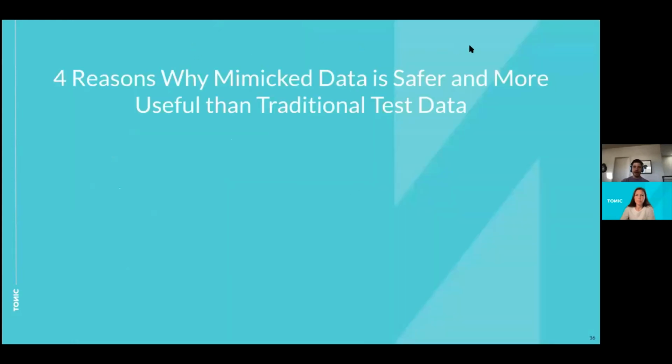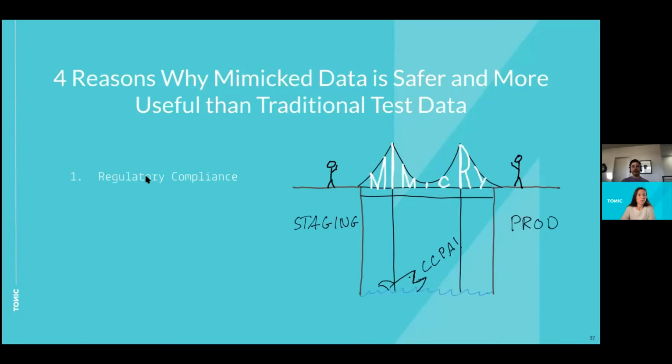We're getting close to the end here. Just wanted to talk about why mimic data is safer and more useful than traditional test data. The first one here is regulatory compliance. With mimicry, you can bring prod-like data over to staging and satisfy CCPA, satisfy GDPR. Likewise, data security gets much improved. If you use mimicked data, then you are reducing your exposure because less prod data is being exposed to a broader environment.